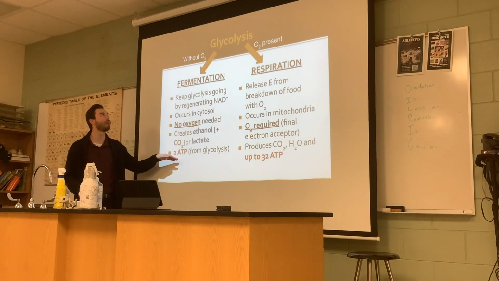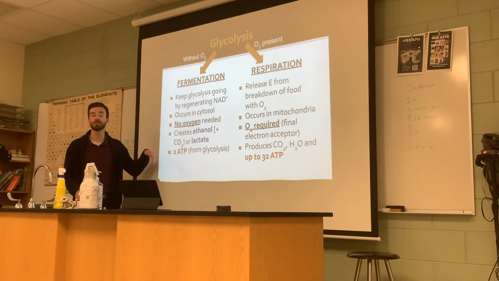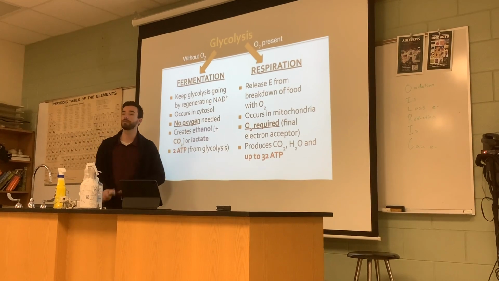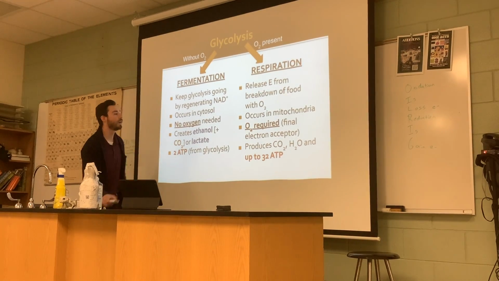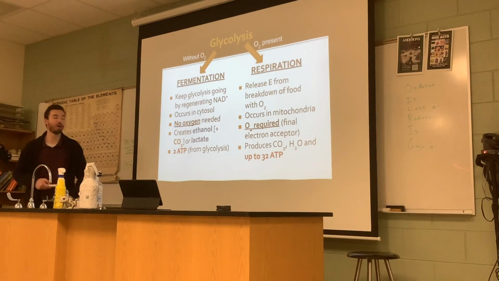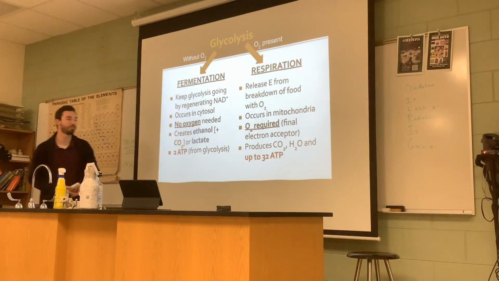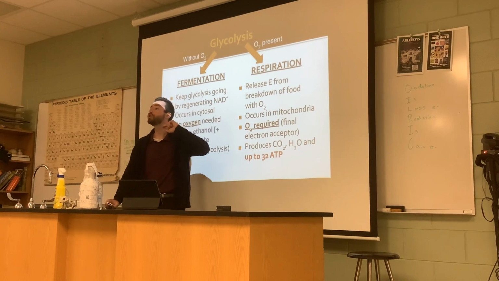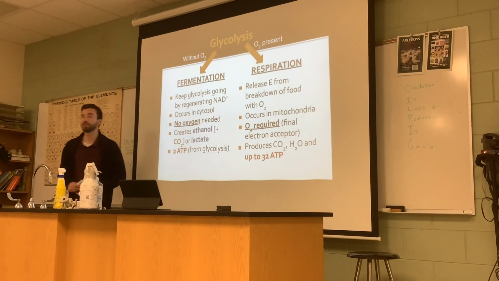But the total amount of ATP that you produce in fermentation is what? 2. Because how many ATP does glycolysis produce? 2. But in regular respiration, how much ATP is totally produced? 32. 28 in oxidative phosphorylation, 2 in the citric acid cycle, and 2 in glycolysis.